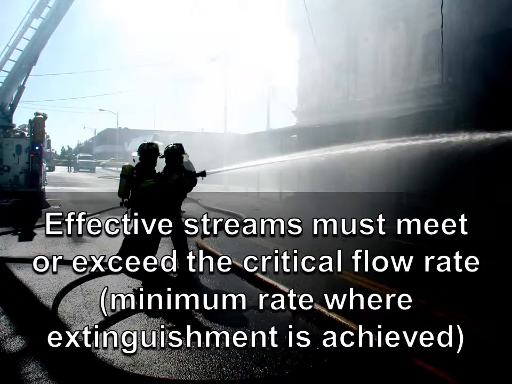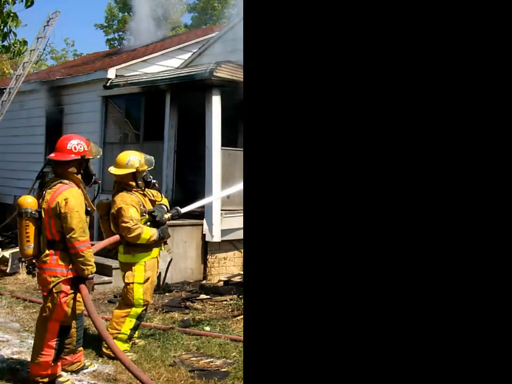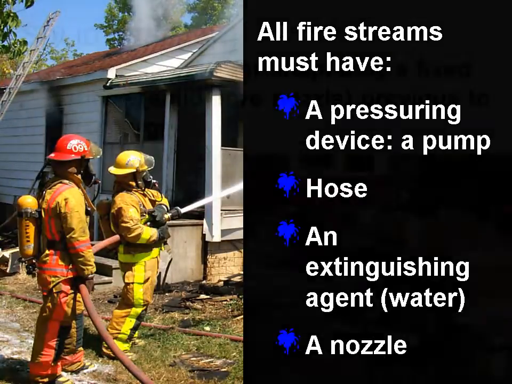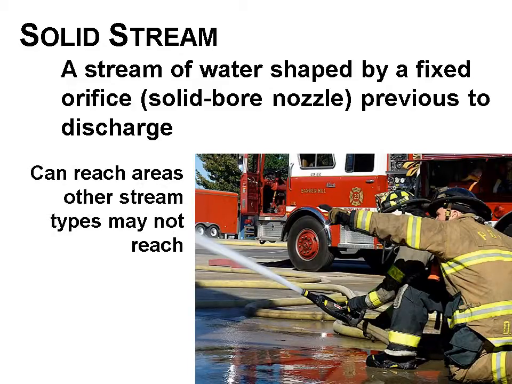The types of fire streams: effective streams must meet or exceed the critical flow rate, which is the minimum rate where extinguishment is achieved. All fire streams must have a pressure device, the fire pump, a hose, an extinguishing agent, and a nozzle. A solid stream, such as from a smoothbore nozzle, is a stream of water shaped by a fixed orifice prior to discharge.